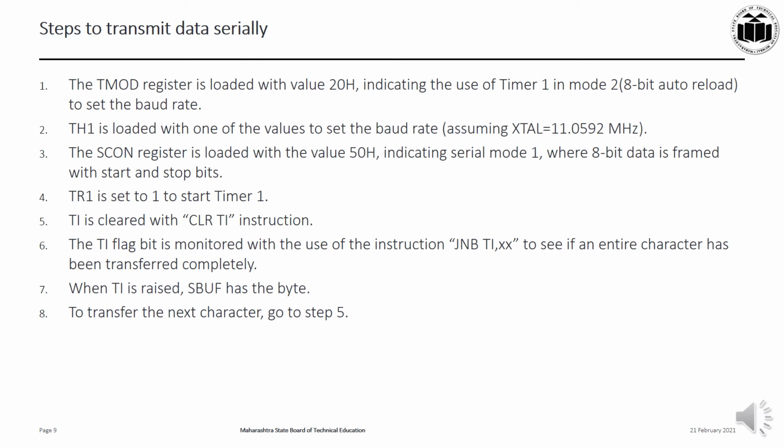TR1 is set to 1 to start timer 1, and after that the TI bit is cleared using the instruction CLR TI. The TI flag bit is monitored with the instruction JNB TI to see if an entire character has been transferred completely or not. When TI is raised, SBUF has the byte. So to transfer the next character, we have to again go to step number 5.